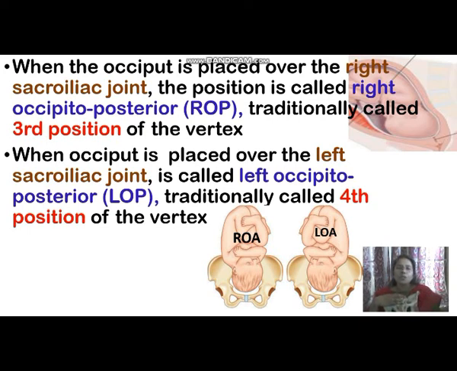Then when the occiput is placed over the left sacroiliac joint, this is the left side, it is called left occipital posterior position. Traditionally we call it the fourth position of the vertex. You can see from this picture also, the right occipital posterior and left occipital posterior. This is ROP and LOP. There is a mistake in the labeling, but this is the ROP and the LOP.